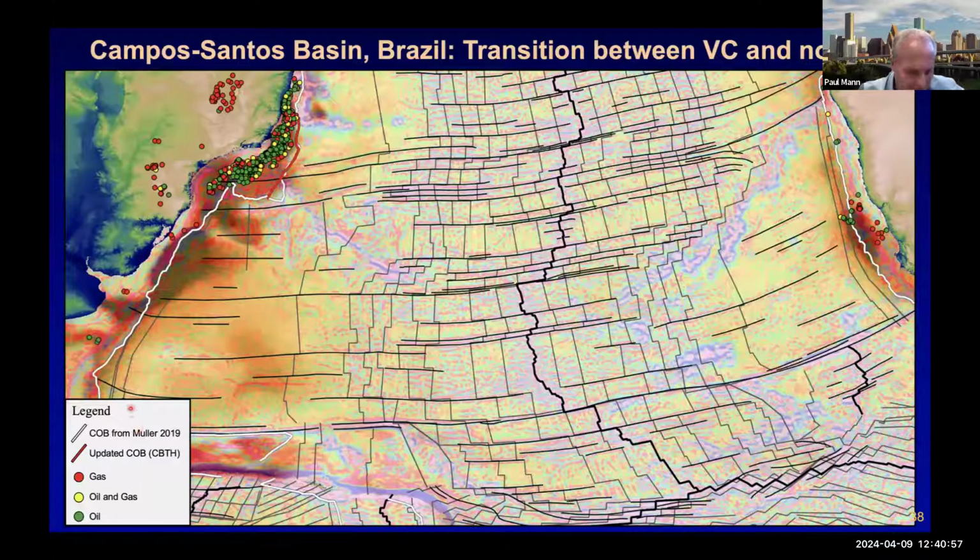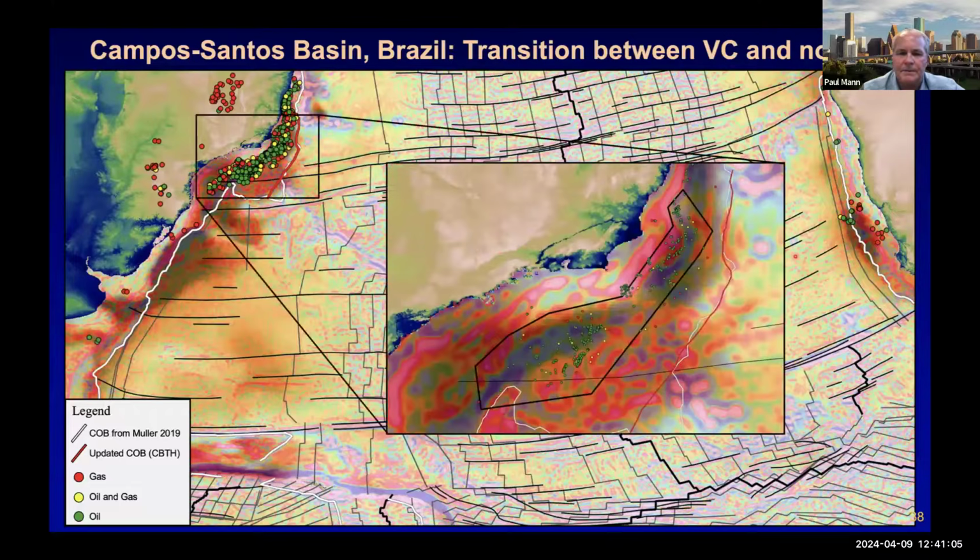So again, the colored dots for the different types of wells. The white line is the COB from Mueller. The red line is from our group. And zooming in a little bit on Campos Santos. So this polygon here is called the pre-salt polygon. It's basically the main production area in Campos Santos.